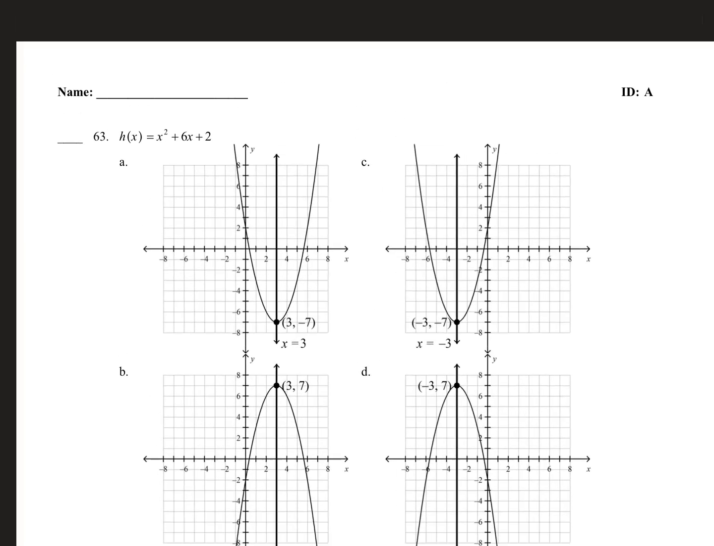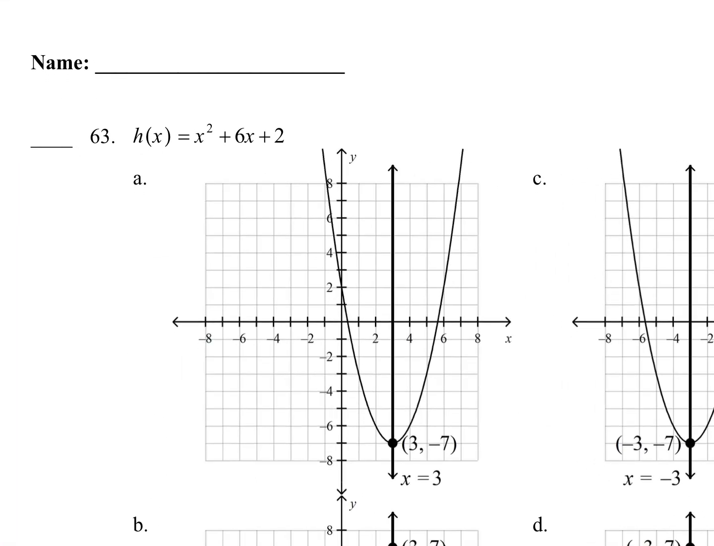All right, so let's take a look at 63. Here we have to graph, so we want to figure out what our vertex is. How can I find my vertex when it's in standard form? Negative b over 2a, perfect. So negative b over 2a, where my coefficients are a, b, and c. So this would be negative 6 over 2 times 1.